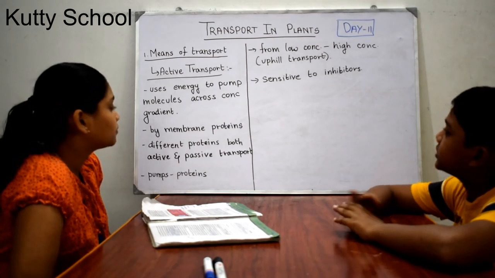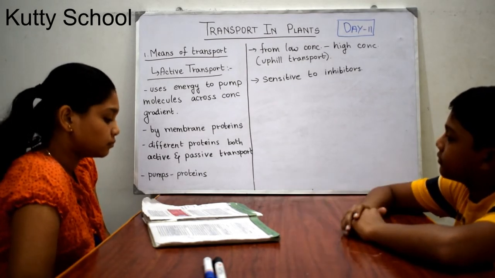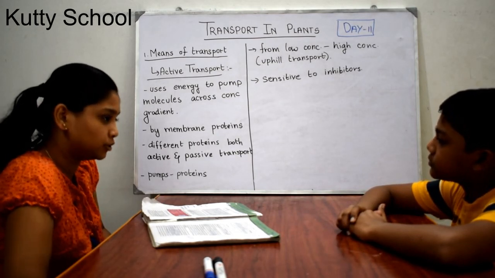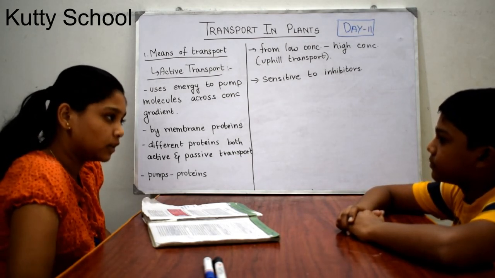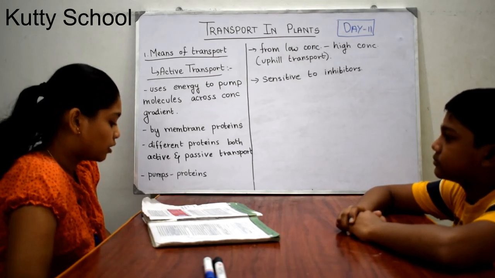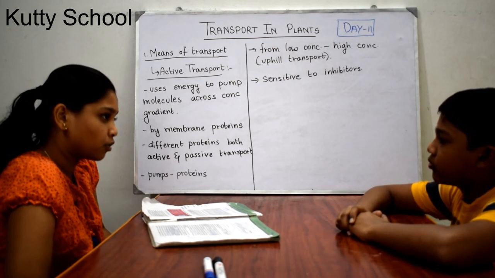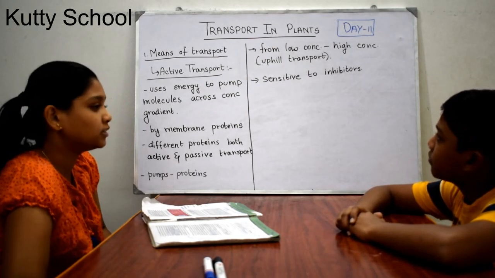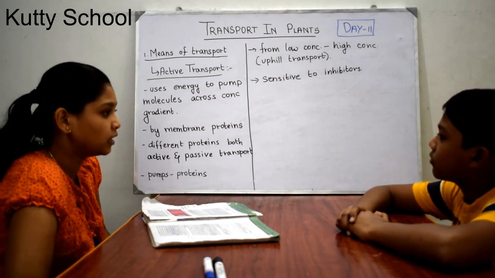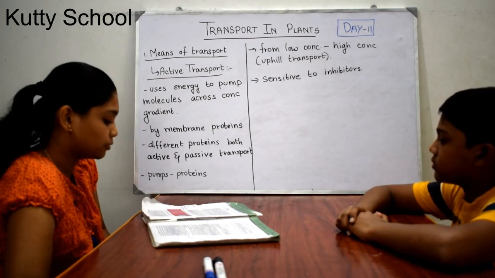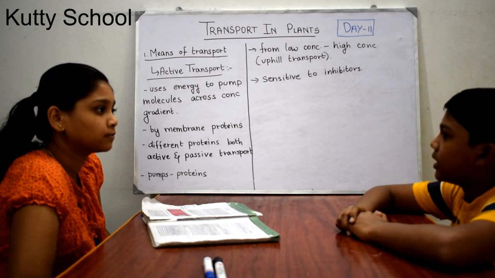So this is the comparison of different transport processes, whether they use ATP, whether they need membrane proteins, or whether they are highly selective or not. So these are the main characteristics of these three transports. Okay. So next we go to the second topic, which is plant-water relations.